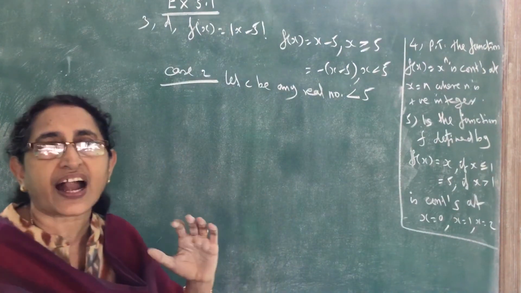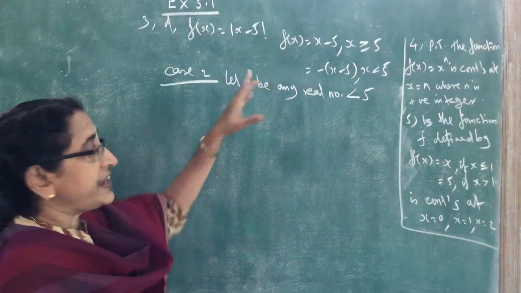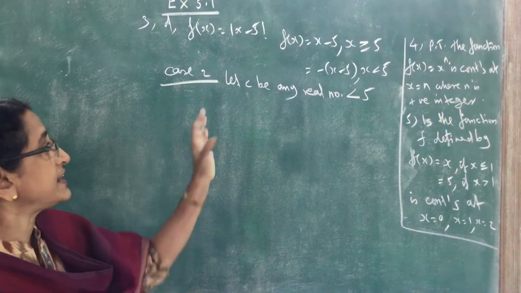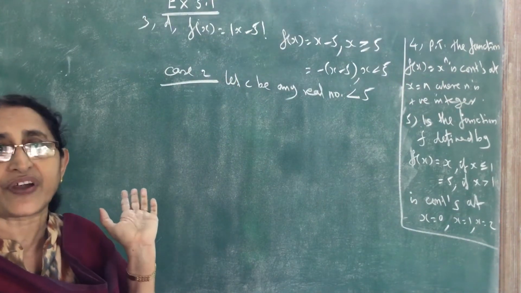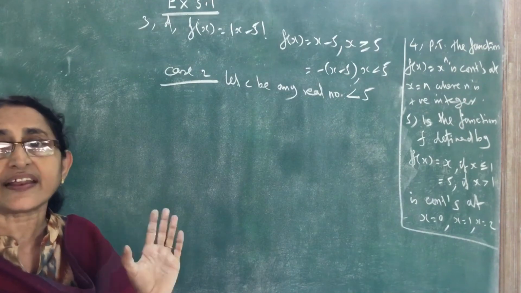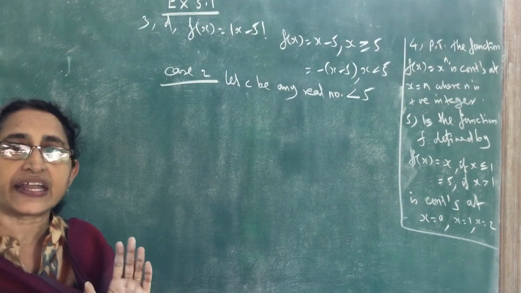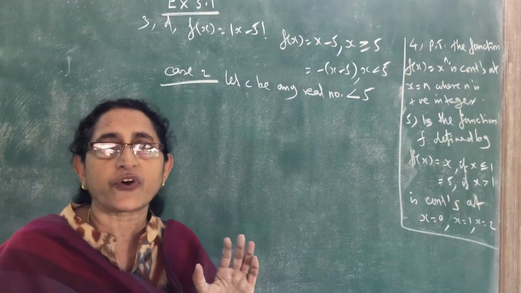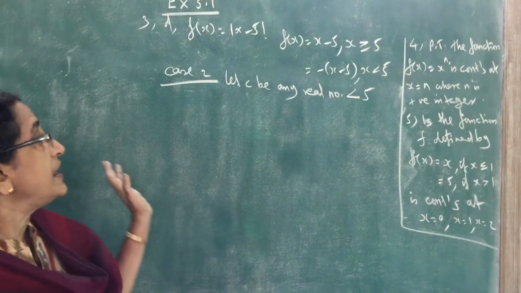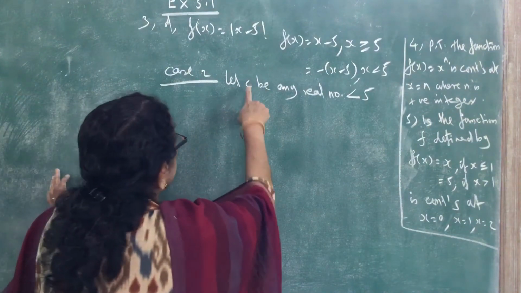Now we have to check the continuity at x equal to c. Here, remember that c represents generally a real number less than 5. So c stands for any real number less than 5. If it is continuous at x equal to c, we will conclude that the function is continuous for every real number less than 5. So we are going to check the continuity at x equal to c.